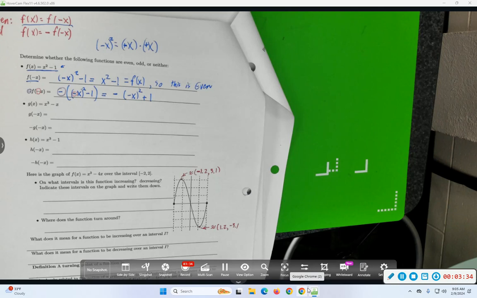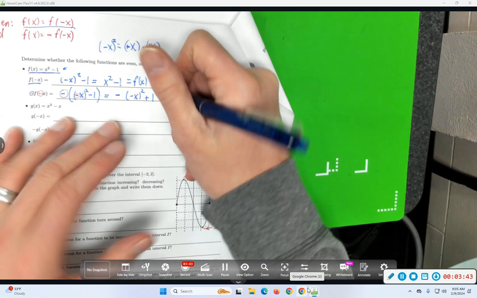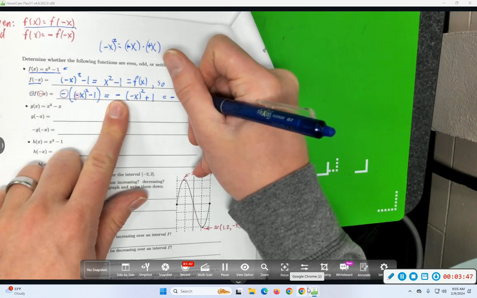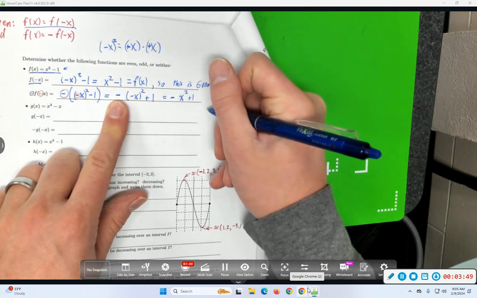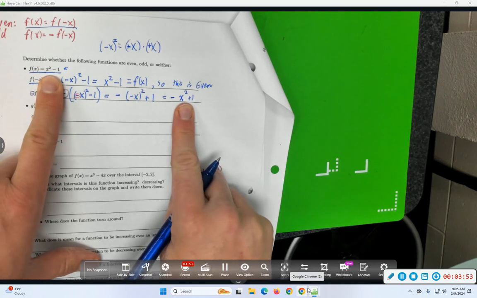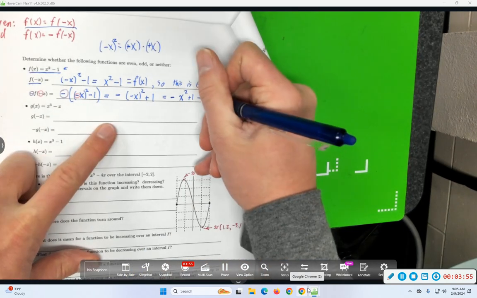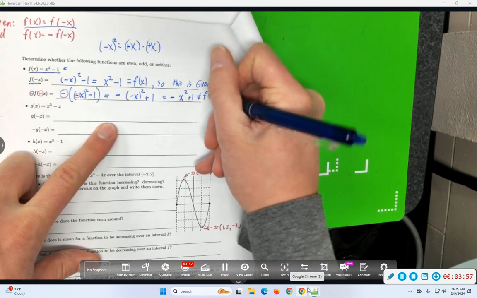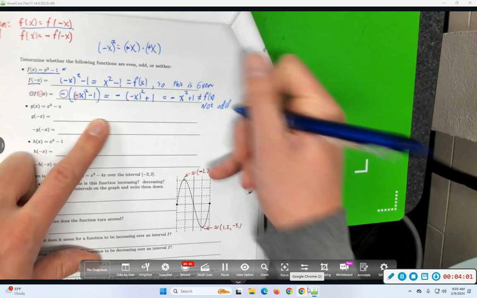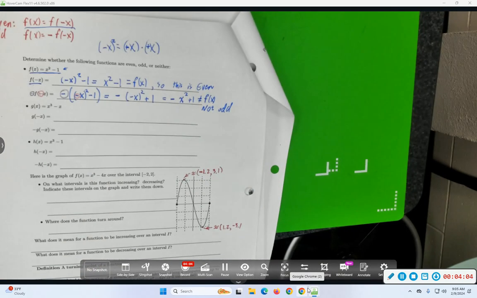Well, I can do the same thing as I did in the previous line, right? Negative x squared with parentheses appropriate. That negative goes away. Equals, so this negative sticks around, negative x squared minus 1. Is that the same formula as for f of x? So this function is not odd. There's a function that is even but not odd.